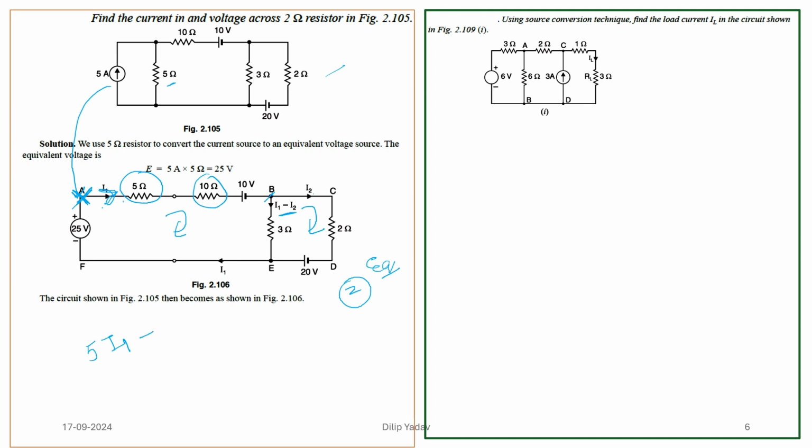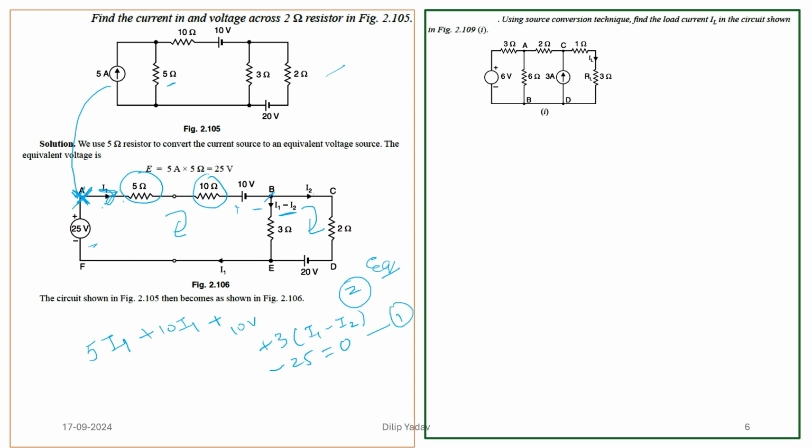Then we have 10 of I1, then we have the voltage that is coming, positive and negative, that is the 10 volt I have taken, now going downward, then we have 3 times I1 minus I2, and again coming to this point we have minus 25. So minus 25 is equal to 0. This is the first equation that we are getting.